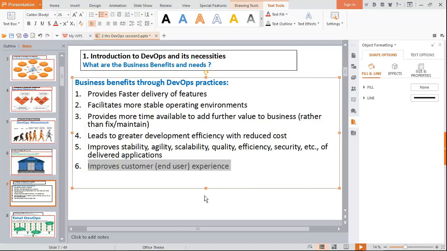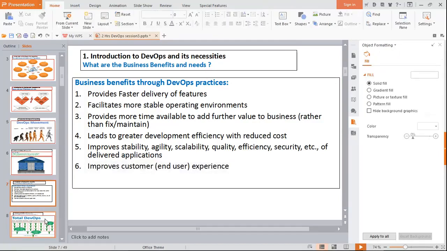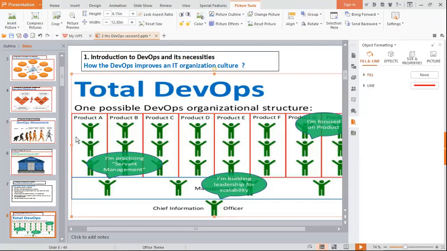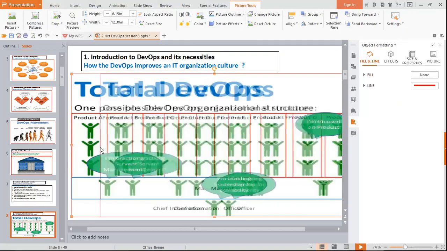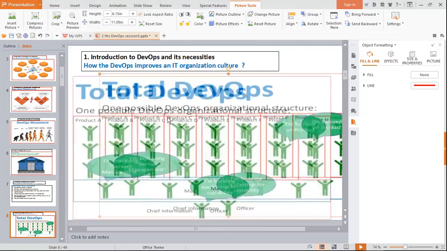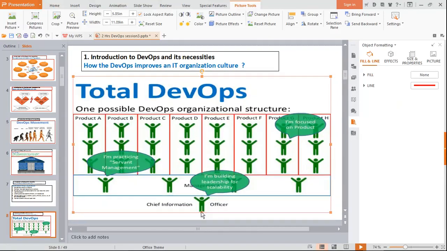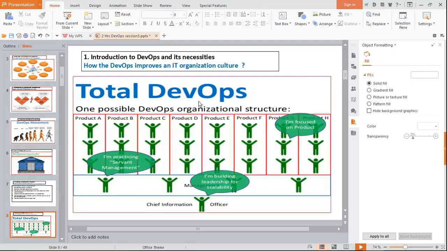That is going to be advantage for the organization. Now let us move to next slide. In this slide, you can see how DevOps organization will look when we have these kind of practices. This is one example I have taken. One possible DevOps organization structure, if you see, product A, B, C, D, E, F, G, H are there.